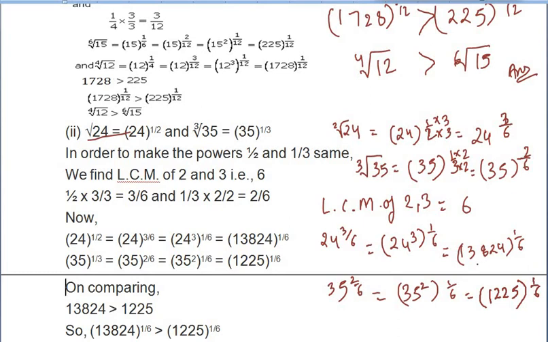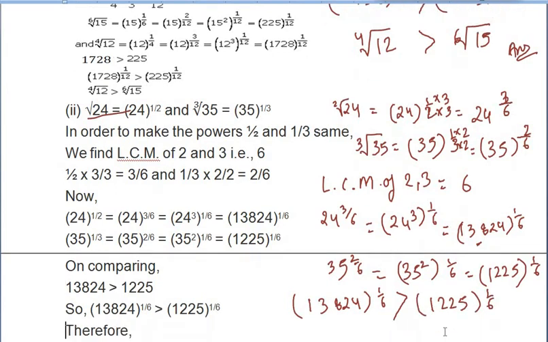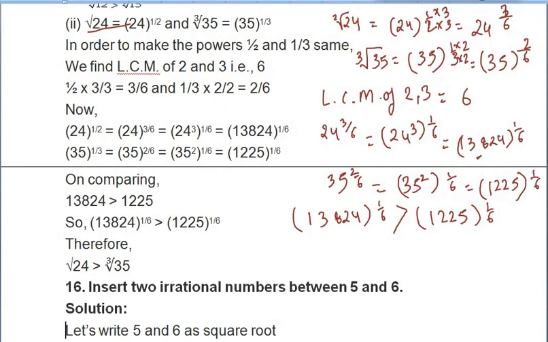When we compare, we can see this number is greater. So we will write 13824 to the power 1 by 6 is greater compared to 1225 to the power 1 by 6. It means we have to write the original number in our answer. The original number was under root 24 and here this was the cube root of 35. So this is the answer.